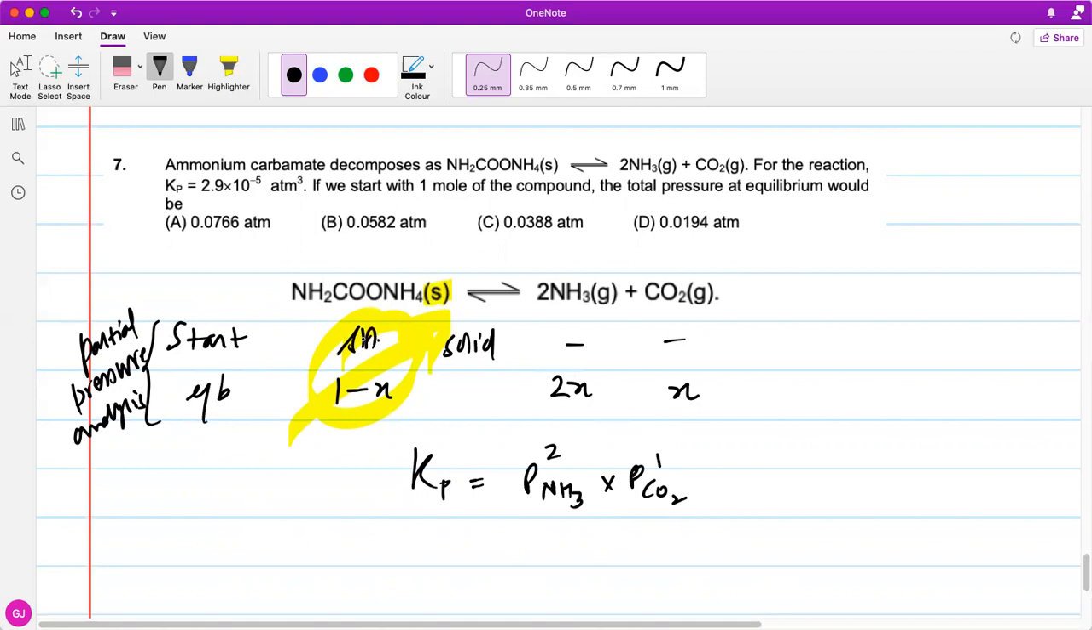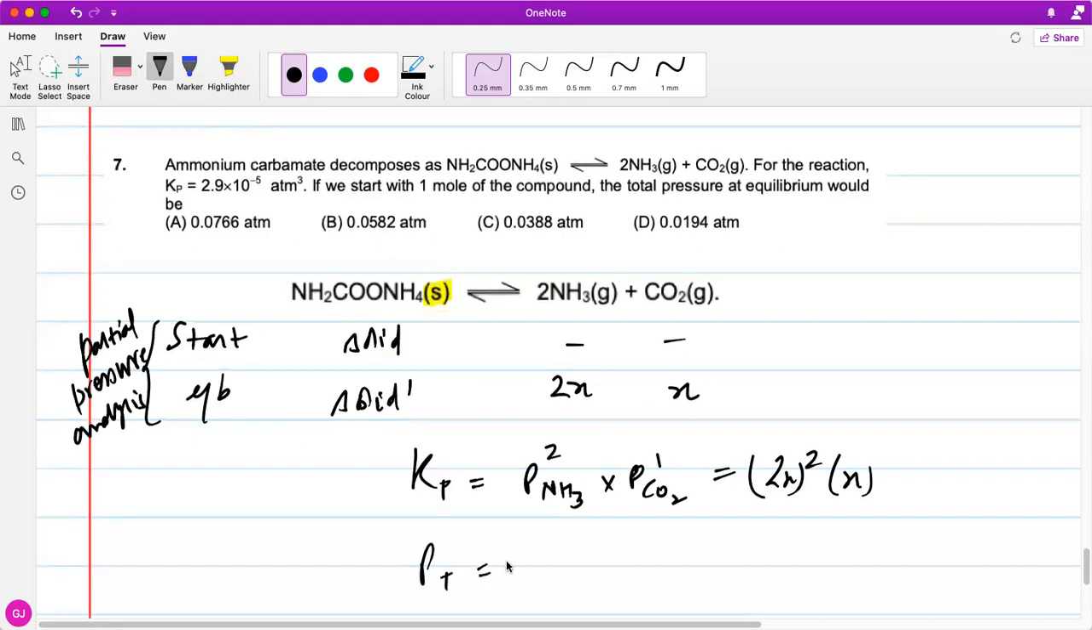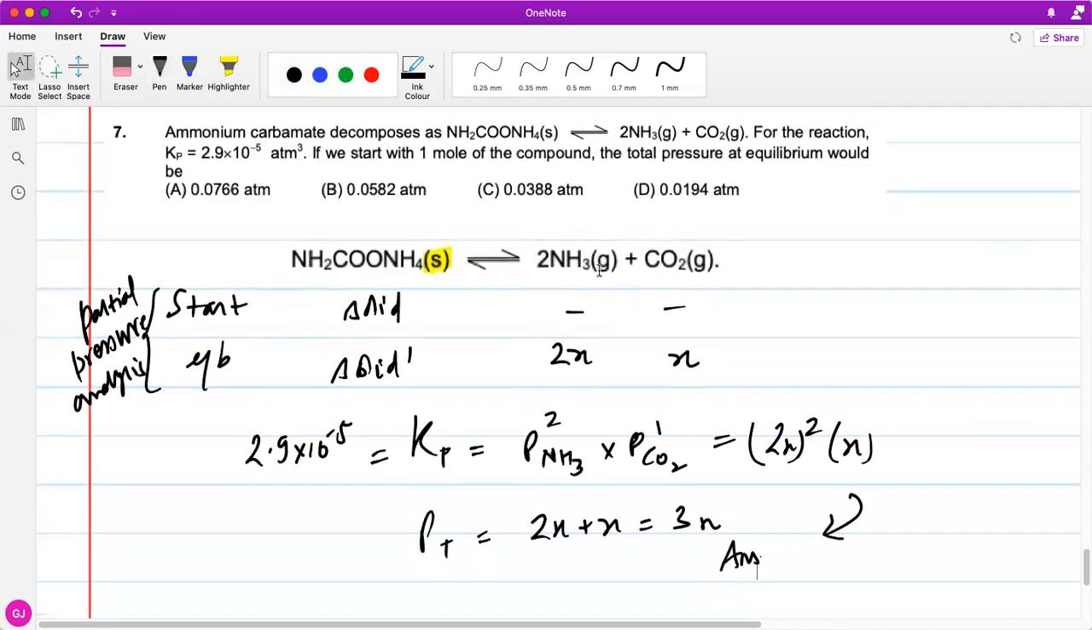I don't need to write moles over here. I would write just solid and write over here solid dash, and x represents the partial pressures only. x represents partial pressure of CO2, 2x represents partial pressure of ammonia. So 2x squared into x, and P total will be of course 2x plus x, that is 3x. So from here you get the value of x and you substitute over here and get your answer.